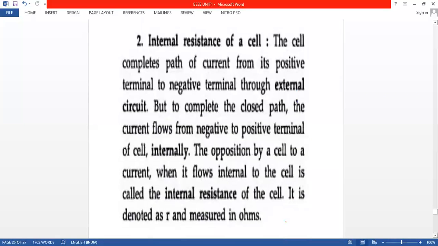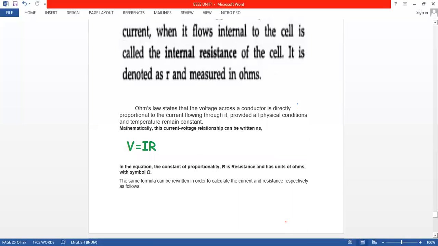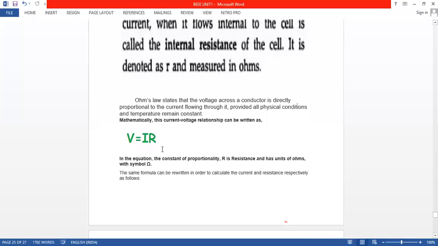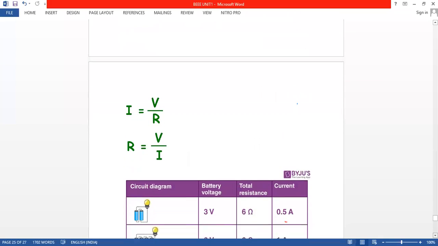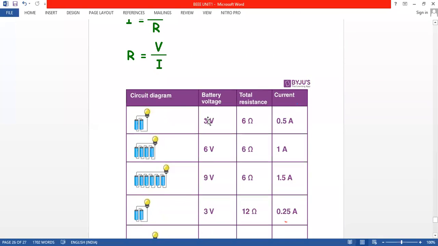Units are ohms. Now we are taking the definition of Ohm's law here. What is the Ohm's law formula, all of you? According to Ohm's law, voltage is directly proportional to the current. V is equal to I into R. Same material I have given here. Now you see, there is one problem. The battery voltage is 3 volts. Resistance is 6. What is the current? I is equal to V by R, 3 by 6, which means 1 by 2. 0.5 is the answer.